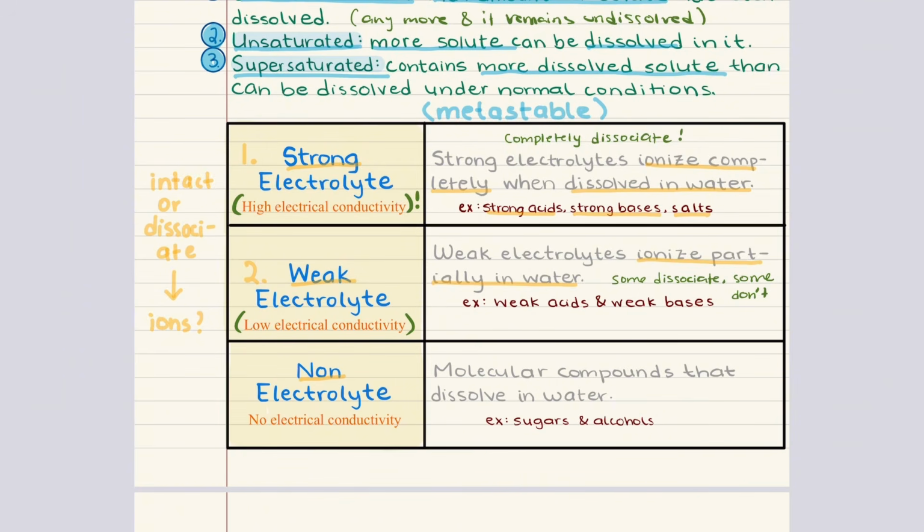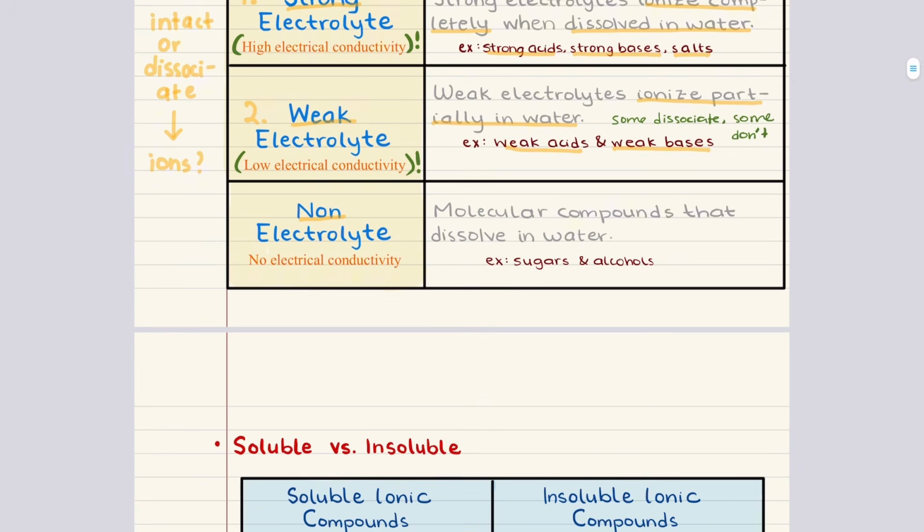Classic examples are weak acids like acetic acid and weak bases like ammonia. Even though they dissolve somewhat in water, they don't completely ionize. So as a result, their solutions only have moderate conductivity.